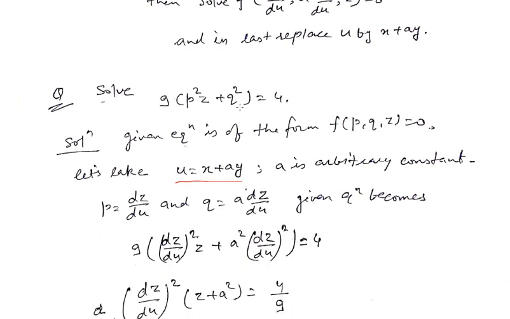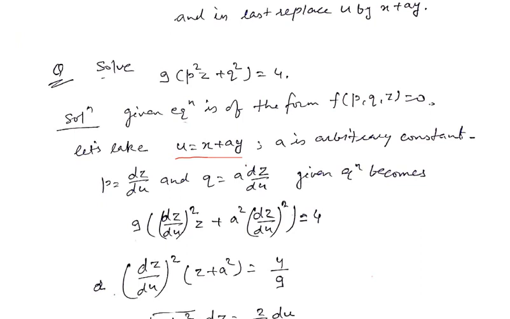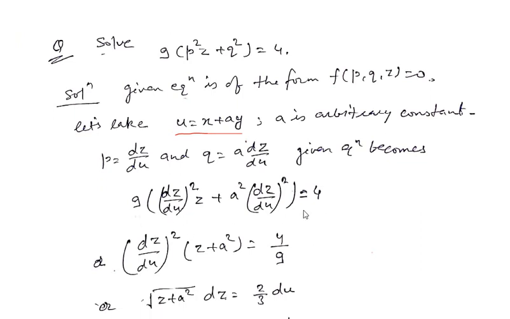Now we will put the values of p and q in the given equation. We get 9 into, in place of p we put (dz/du)², z plus, in place of q we will put a dz/du, it becomes a² (dz/du)² equals 4. Now from this equation we will find the value of dz/du. As we have (dz/du)² z plus a², taking (dz/du)² outside, we get (z + a²)(dz/du)² = 4/9.